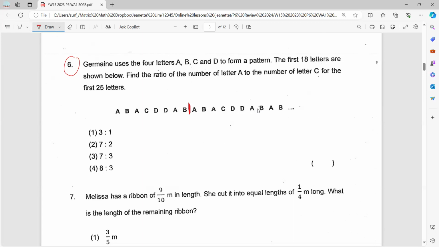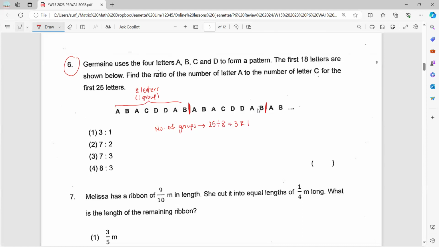A, B, A, C, D, D, A, B. A, B, A, C, D, D, A, B. So this is what we call one group, okay? 8 letters. So since we have 25 letters, we want to find the number of groups. So we take 25 divided by 8. 3 remainder 1. So 3 groups.